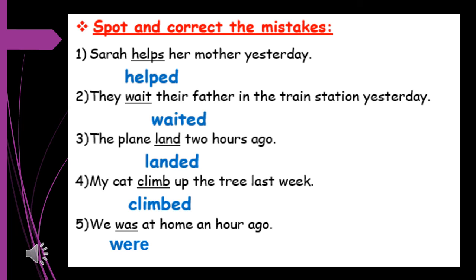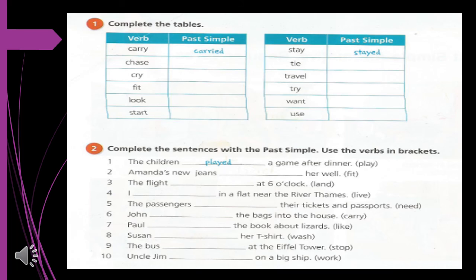Number two, they wait their father in the train station yesterday. So waited. Number three, the plane landed 2 hours ago. Ago, so landed. Number four, my cat climbed up the tree last week. So my cat climbed. The last one, we was at home an hour ago. Can I say we was? No, we were.